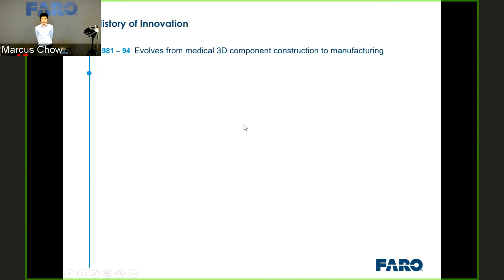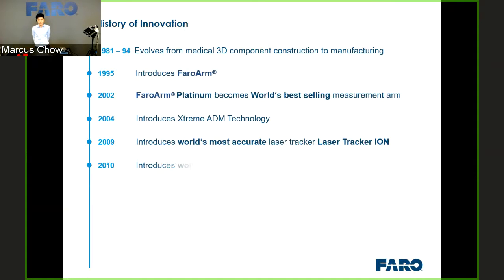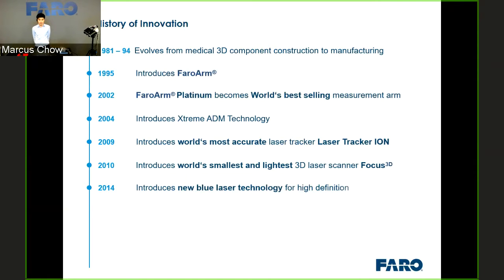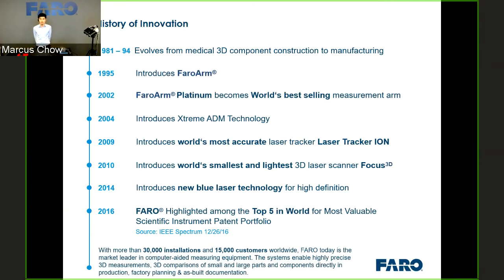And we will start off with a history of Faro. So in 1981 was when we started in the medical 3D component industry with articulating arm technology. And following that, in 1994, Faro transitioned into the industrial manufacturing markets. Over the years, they have developed various kinds of solutions such as the arm, the laser tracker, the Focus 3D scanner, and even the Cobalt Array imager.